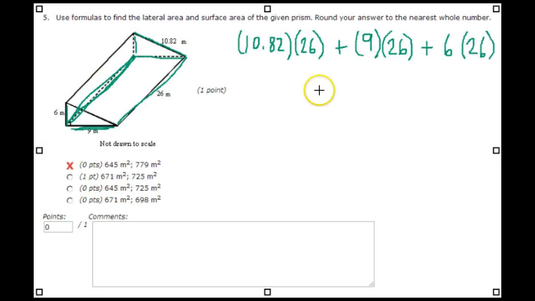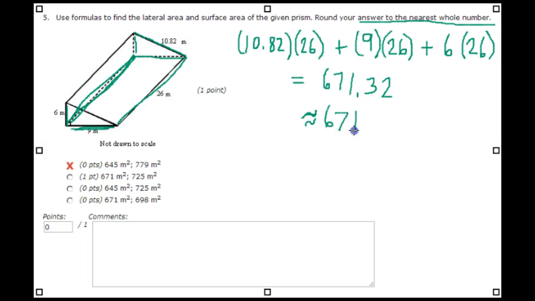Okay, so the total that we end up with when we multiply this out is going to be 671.32. Now recall that we were wanting to round this answer to the nearest whole number. Nearest whole number would be 671. This is going to be rounded, so it's not exactly equal. It is approximately equal. So 671.